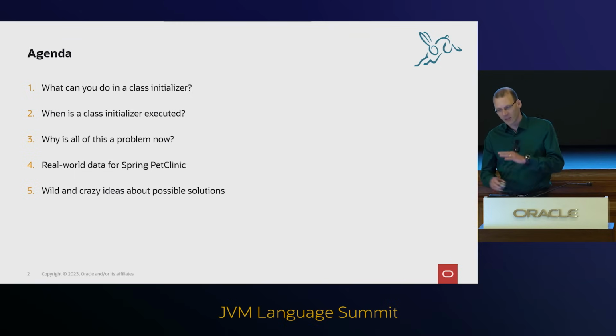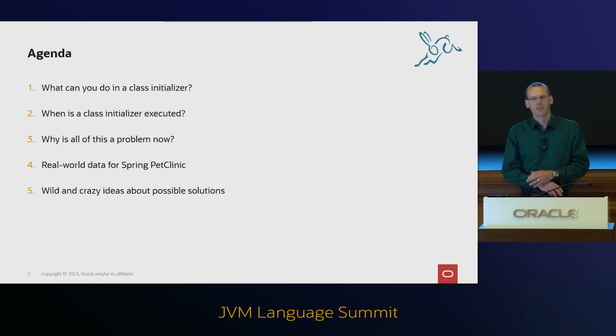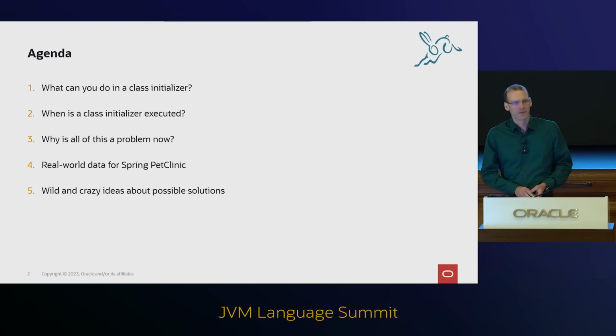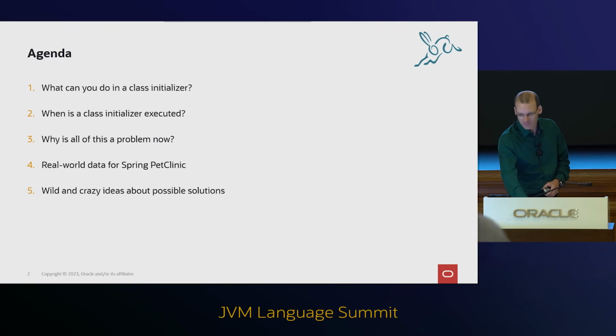And then I'll show some real-world data. What is a Spring application actually doing in terms of class initialization? There's a little bit of a wild and crazy ideas session at the end, but in the end, I want to raise awareness that there is a problem, and I'm not really presenting a solution for the problem. That is for us to fix in the future.